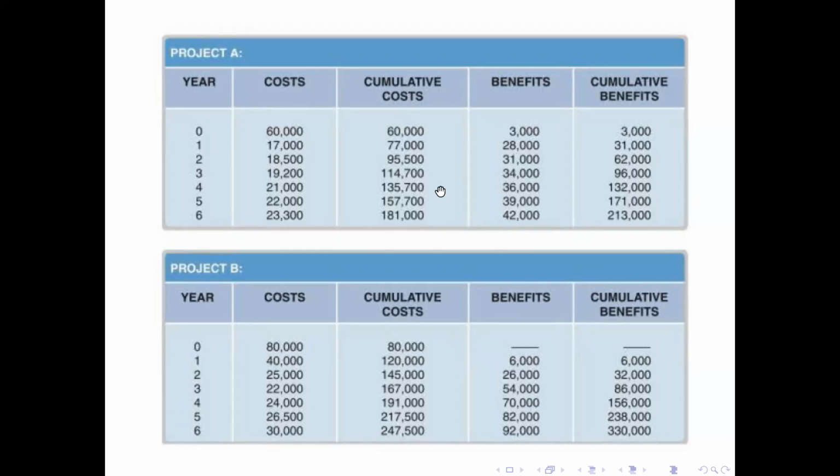Can you tell me how you match? Now let's look at project A. Let's look at the end of the first year. The cost will be 60,000 and cumulative is 60,000. The benefit is 3,000. Now, what we mean by payback analysis is we want to find out when the cost and benefits are equal to each other. So that is known as the payback period.